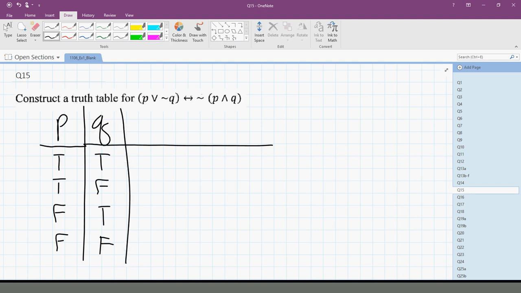So what are we going to do first? Negation Q. All right, so let's do that. Which gives us what? False, true, false, true. And then what do we do? Okay, then I think we do negation of the P and Q. We don't have a P and Q column up here, so we can't do the next negation yet. You still got to work within your parentheses. Complete your parentheses first. Then it's the P and Q.